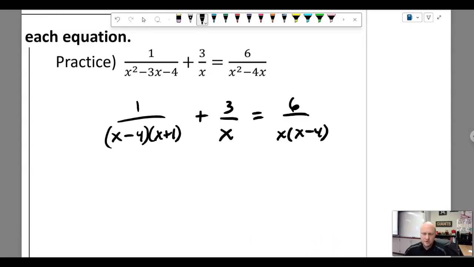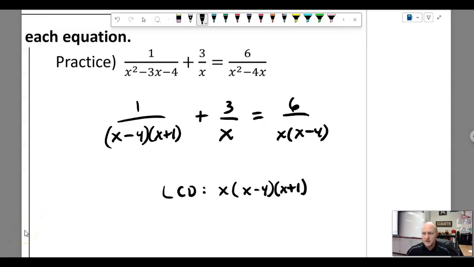I wanted to check in with you and see if you got your factorization correctly. So this first trinomial is x minus 4 times x plus 1. Nothing to do with the second term, and then the third term, x, is a GCF. So we have x times x minus 4 once we factor that out. Did you get that? Double check that. Okay, pause me, and we'll show you the LCD here in a second.